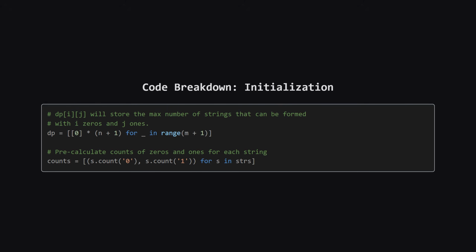First, we set up our dp table. It's a two-dimensional grid of size m plus 1 by n plus 1, and we initialize every cell to 0. This makes sense, because with any budget, the smallest subset you can form is size 0. Then, just to be efficient, we loop through the input strings once to count the zeros and ones in each. We store these counts so we don't have to recalculate them over and over.